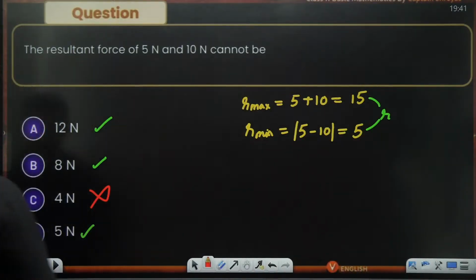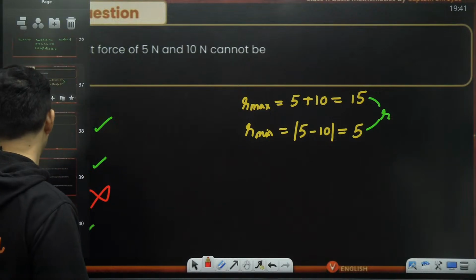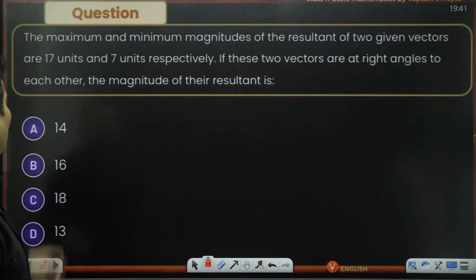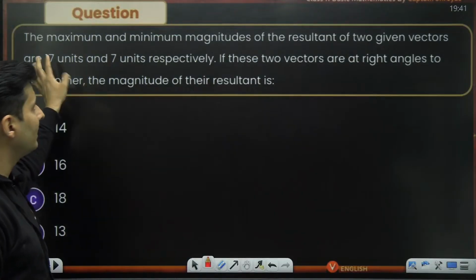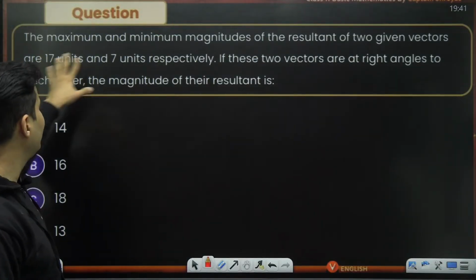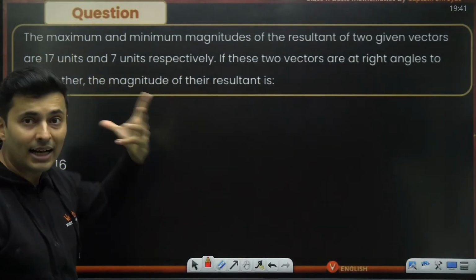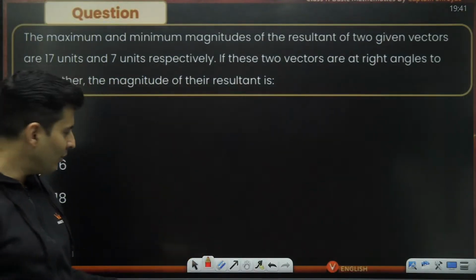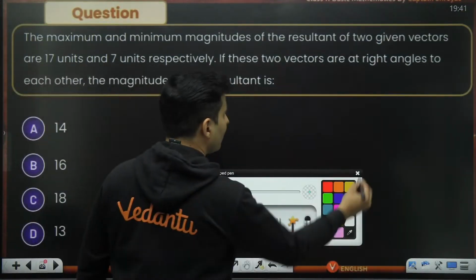Let's do another question on this. The maximum and minimum values of the resultant of two vectors are 17 and 7. If both of them are at right angles, then what is the magnitude of the resultant? Very beautiful question. Let's see.